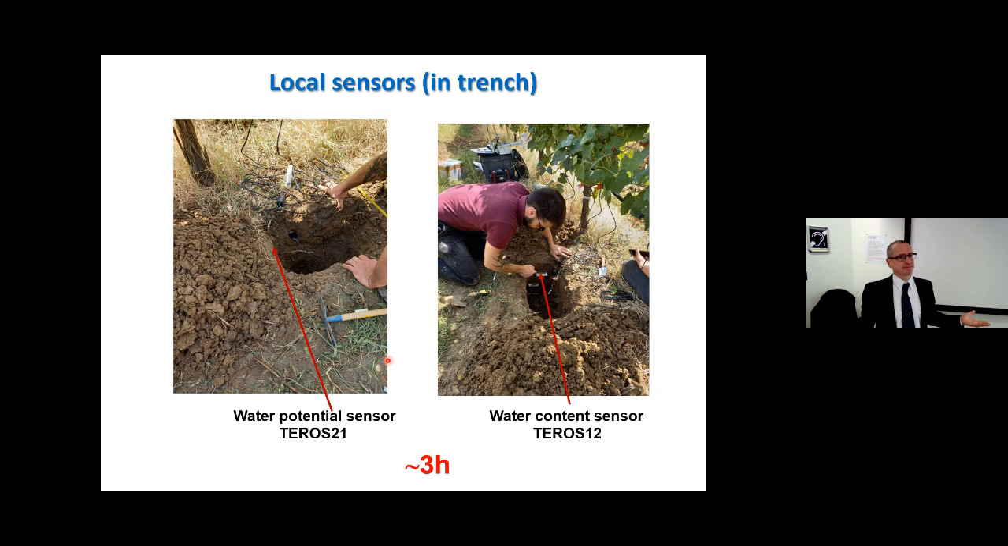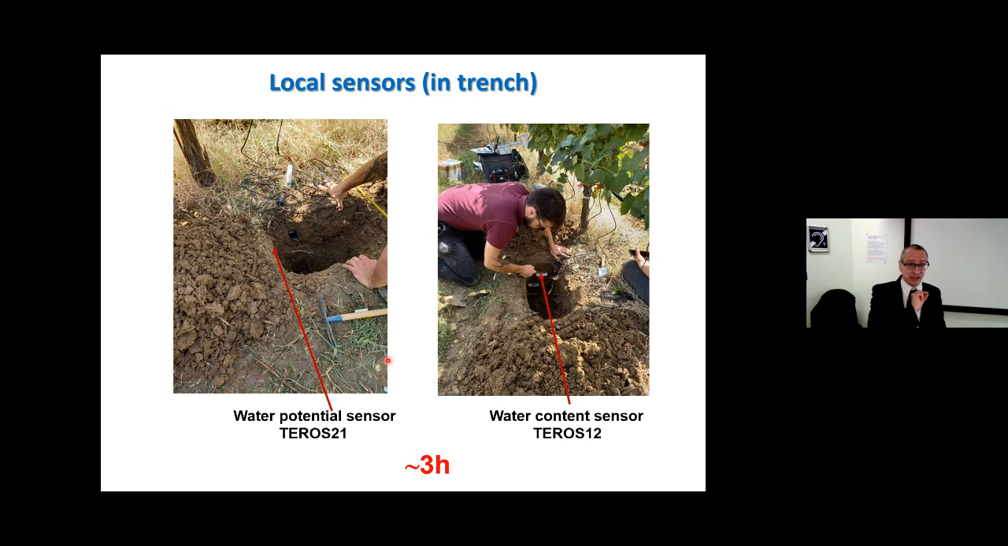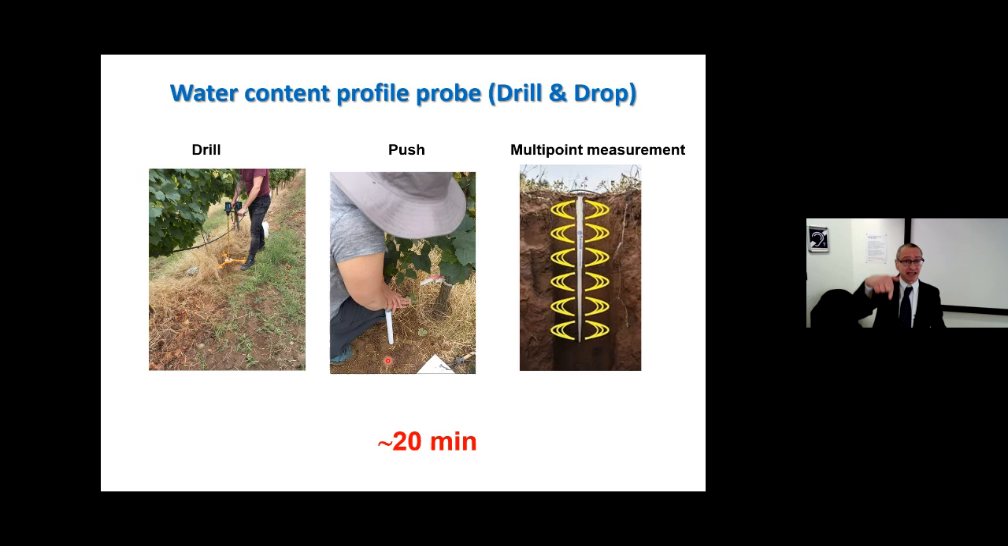But if you want to have a portable system, for example, installing by excavating a trench, as you see here, and that's what everybody does, it was taking 3 hours and a strong guy to do the job. This trench was to install sensors to measure the water content and water potential, the suction in the soil. This instrument, you are drilling it, and then you're pushing down a sensor. The working principle is exactly the same as the local sensors installed in the trench, but this makes a difference if you want to have a portable system. So spending 20 minutes, and now it was a sunny day, but if it is a rainy day, spending 3 hours excavating a trench under the rain or spending 20 minutes, it makes a difference.